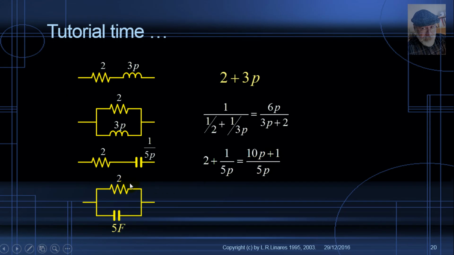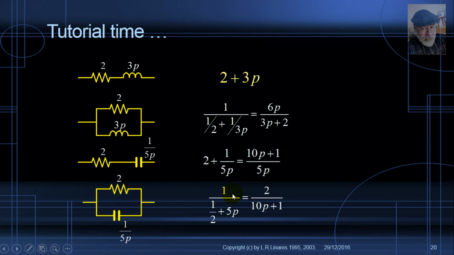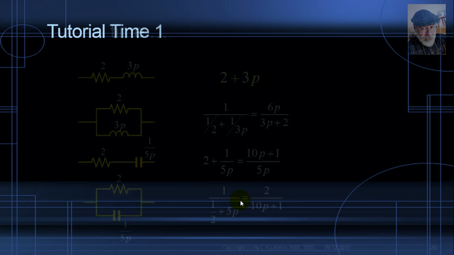And the last one. Replace 2 by its impedance, 2, and 5 farads by 1 over 5P. And use the calculator to connect them in parallel with this key down here. Simplify: 2 over 10P plus 1. That's how we can simplify elements in series or in parallel that are being represented by their impedances. Now we are ready to do something more interesting.